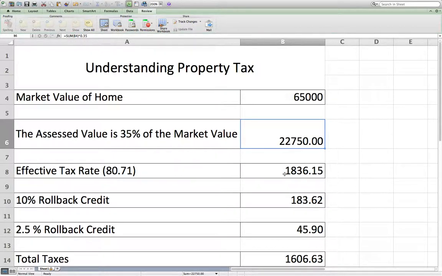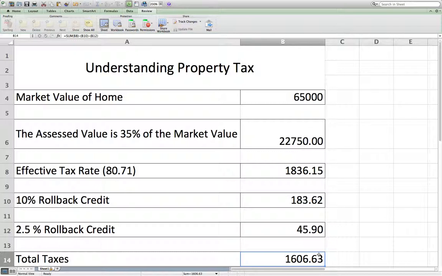Then we take our effective tax rate of 80.71 and we multiply 22,750 by 0.08071, again the millage, and that gets us to $1,836.15. But don't forget, you get a 10% rollback, which is $183, and an additional 2.5% rollback, which is $45. So we take 1836.15, subtract 183.62, subtract 45.90, and we get $1,606.63, and that's how much we would pay in tax this year.